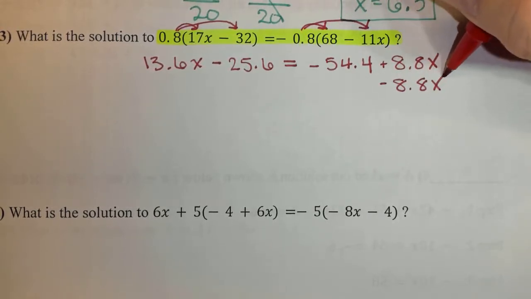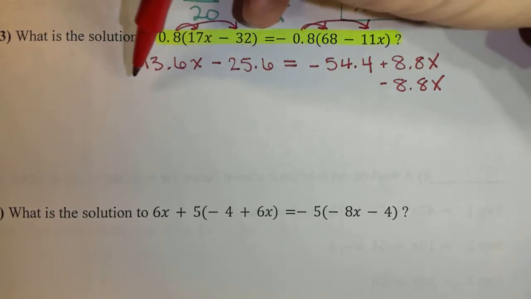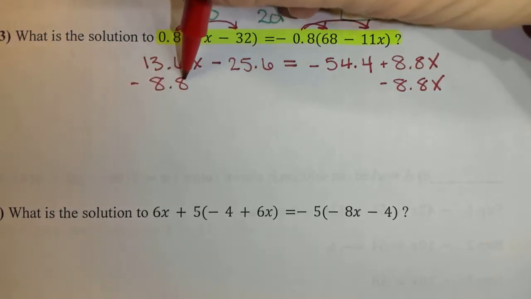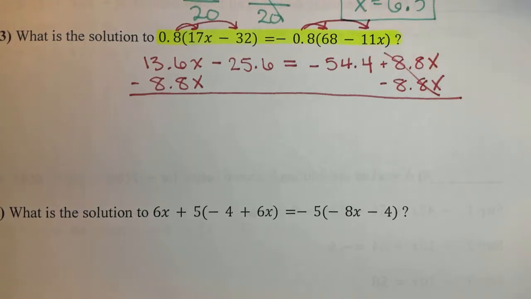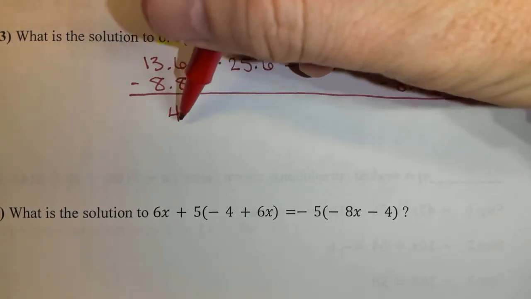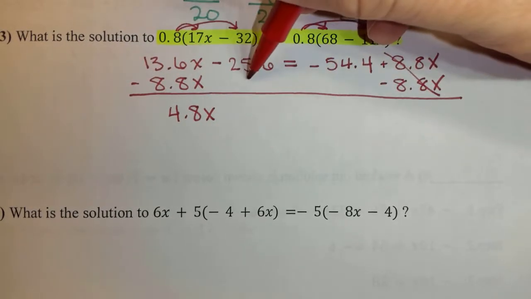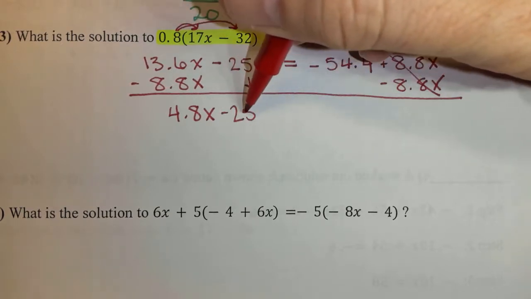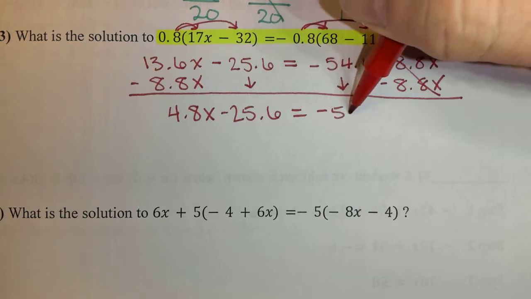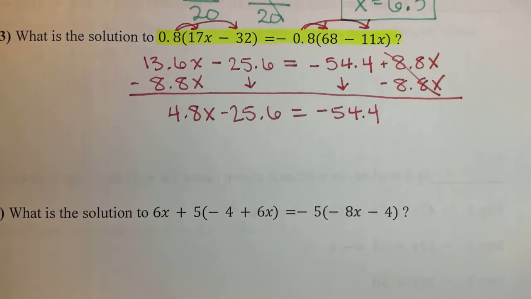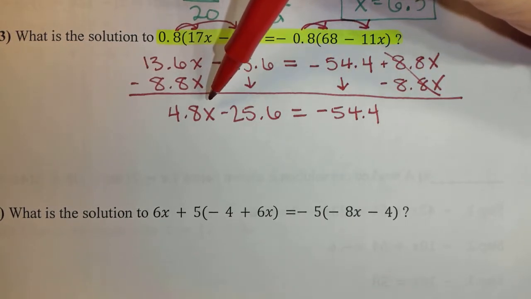to move that one. And because it's plus, now I do minus, because you always do the opposite to move it. That's 0. So I have 13.6 minus 8.8. You get 4.8x. Okay, I'd bring this one down, equals, bring this one down. All right, my x's are all on the same side.